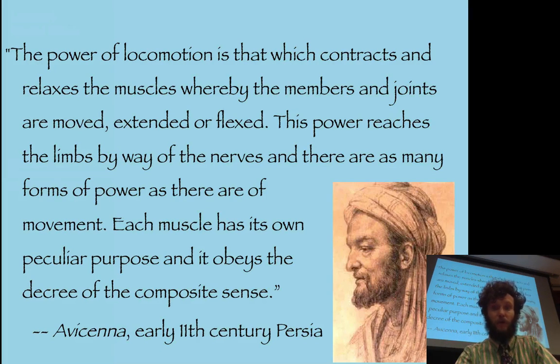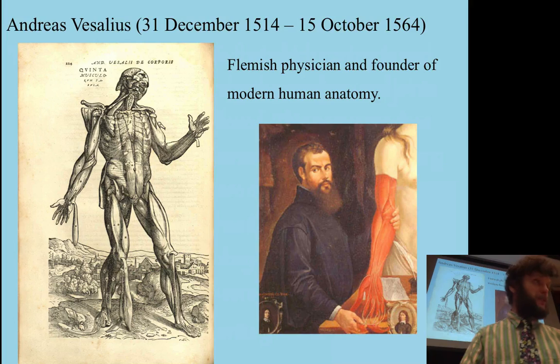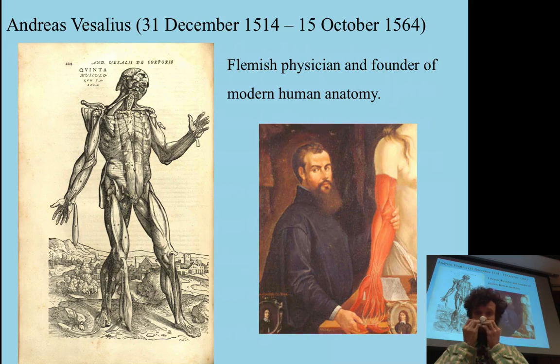The power of locomotion is that which contracts and relaxes the muscles whereby the members and joints are moved, extended or flexed. This power reaches the limbs by way of the nerves, and there are as many forms of power as there are of movement. Each muscle has its own peculiar purpose, and it obeys the degree of composite sense. All right, well, that is a pretty succinct description of what the class is going to be about today.